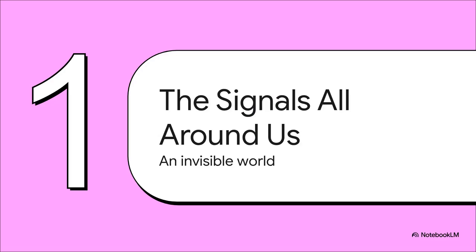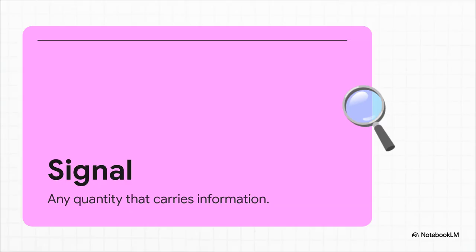You see, the hero of our story today is something called a signal. And here's the thing, you are literally swimming in them every single second of every single day. But what even is a signal? Well, put simply, a signal is just any quantity that carries information. You can think of them like little invisible messengers. They're the basic way that information gets from point A to point B, whether it's the sound of my voice reaching you or the data streaming to your phone right now.